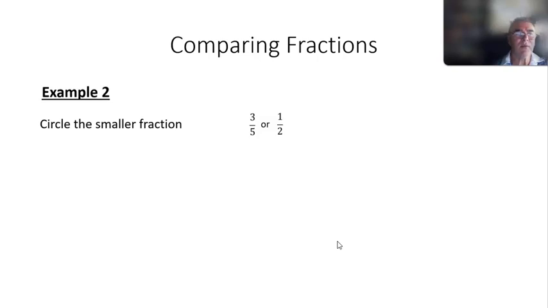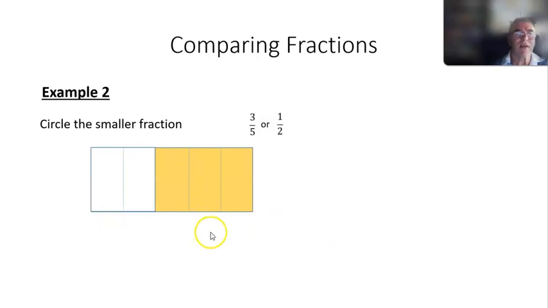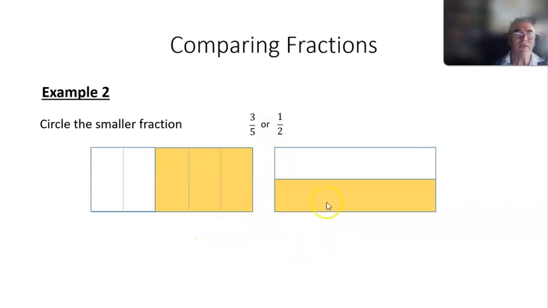So here's another example. Circle the smaller fraction. So let's take a rectangle and cut it into 5 equal pieces as the denominator suggests, and shade in 3. So we've got 3/5 there. And we're going to take that same rectangle over here, and we're only going to cut it into 2 equal pieces and shade in 1 of them. So which is the larger or which is the smaller? In this case we want the smaller.